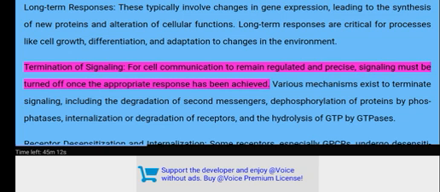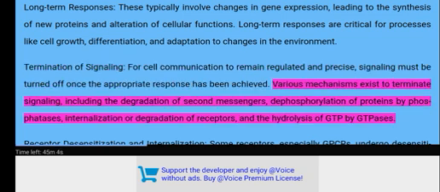Termination of signaling. For cell communication to remain regulated and precise, signaling must be turned off once the appropriate response has been achieved. Various mechanisms exist to terminate signaling, including the degradation of second messengers, dephosphorylation of proteins by phosphatases, internalization or degradation of receptors, and the hydrolysis of GTP by GTPases.